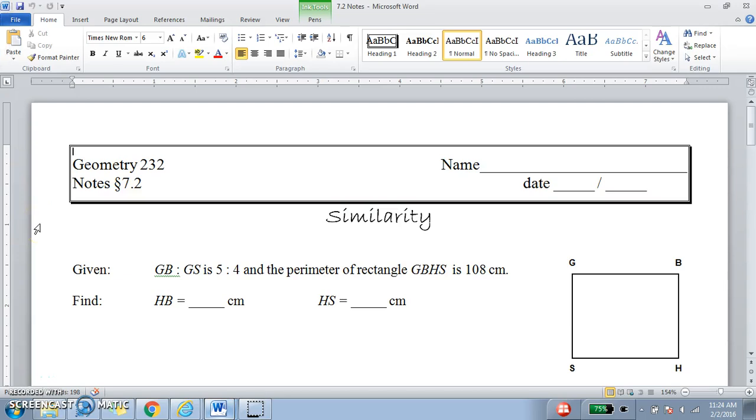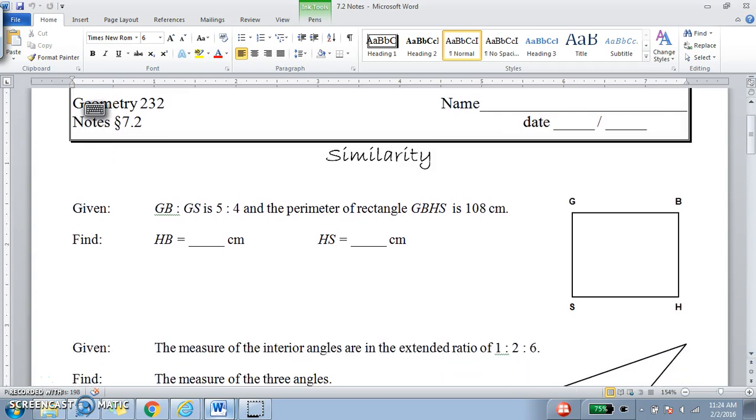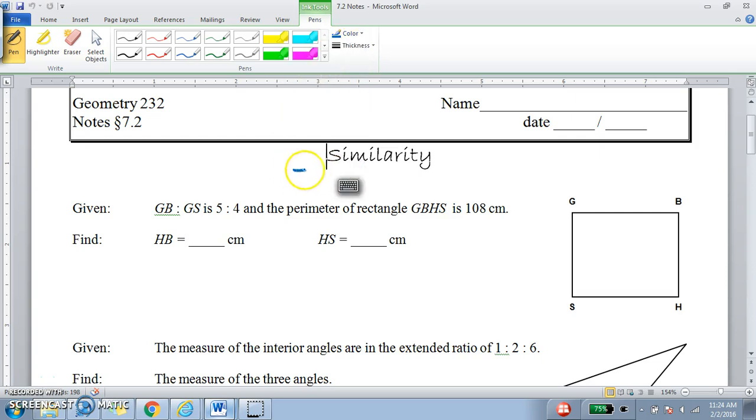This is Geometry, Section 7.2, Similarity. So, we've been talking about ratios and proportions. Similarity has to do with when we're talking about shapes that are proportional to each other.